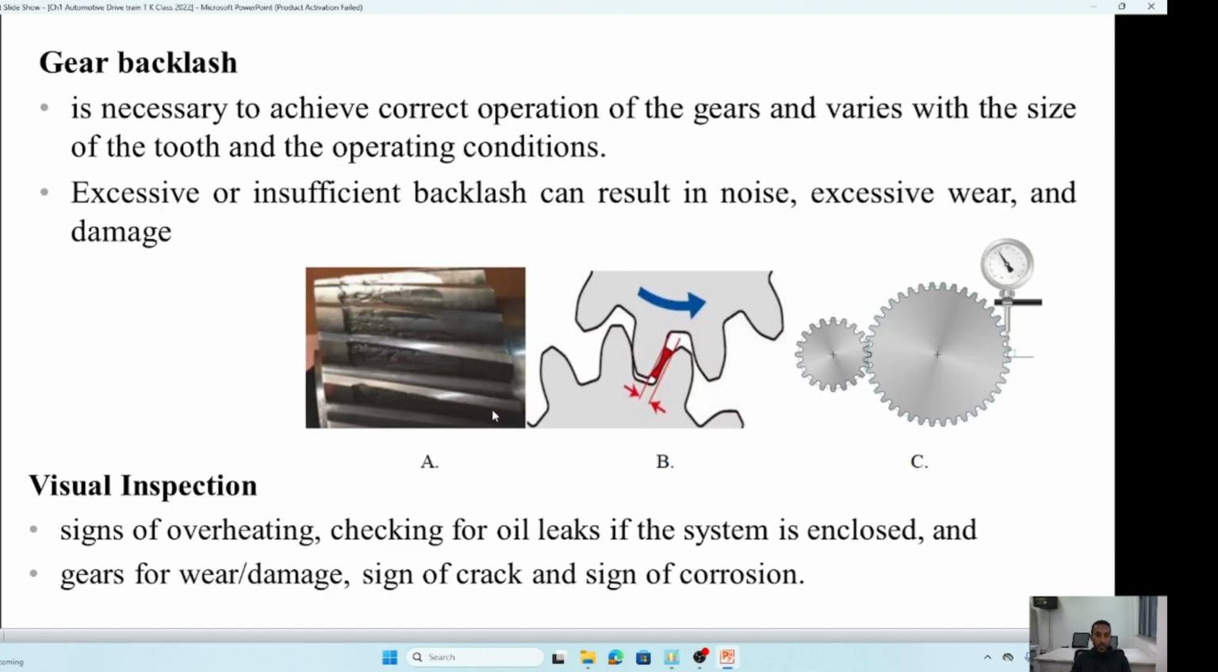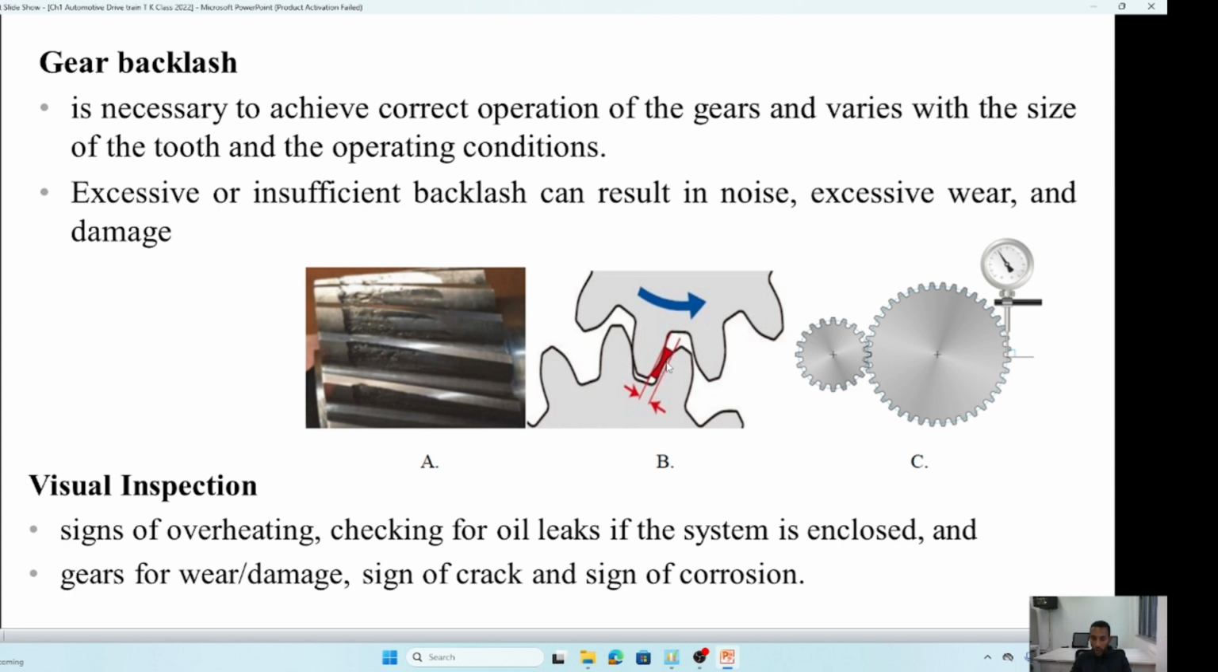The next maintenance we perform on a gear system is gear backlash. This gear backlash is really necessary to achieve correct operation of the gear, for example, for various sizes of gear. For smaller sizes of gear, we need to have some backlash. By the way, backlash is the clearance between two mating gears. If you observe this clearance, this is what we call backlash.